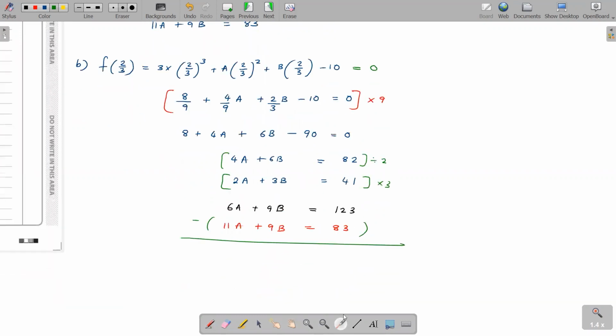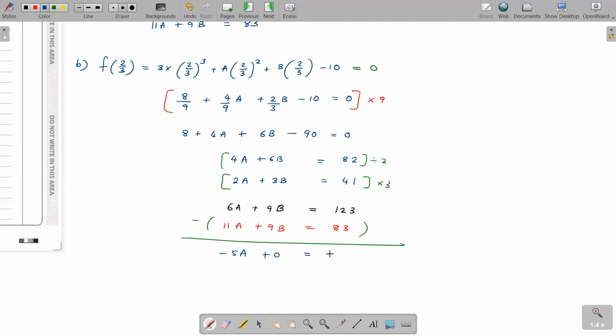Okay, so I'm going to do this in the easy way. So 6a minus 11a is how much? 6a minus 11a is minus 5a, isn't it? Then 9b minus 9b is 0. That's the whole point. We are doing this so that b will cancel. Next one, 123 minus 83. Subtract, get rid of one variable.